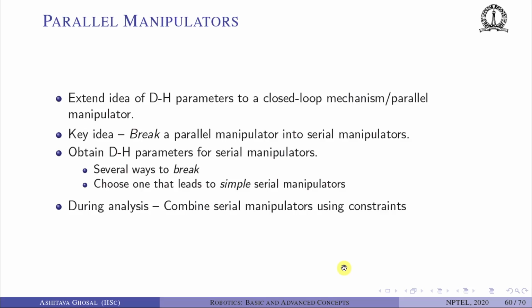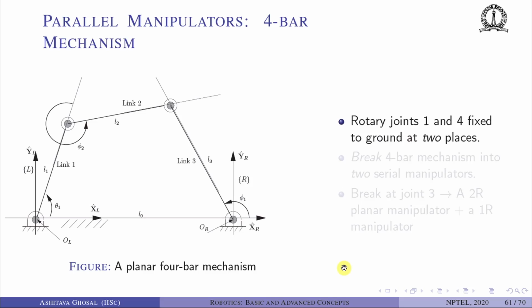Okay, and finally, when we want to do kinematic analysis, we can combine the serial manipulators using constraints. So as I will show you, I can break up a closed loop mechanism in several ways to obtain serial robots. I can find the DH table of each one of the serial robots, but later on, if I want to do analysis, I have to put it back at the place where I have broken, which basically means you have to reintroduce some constraints.